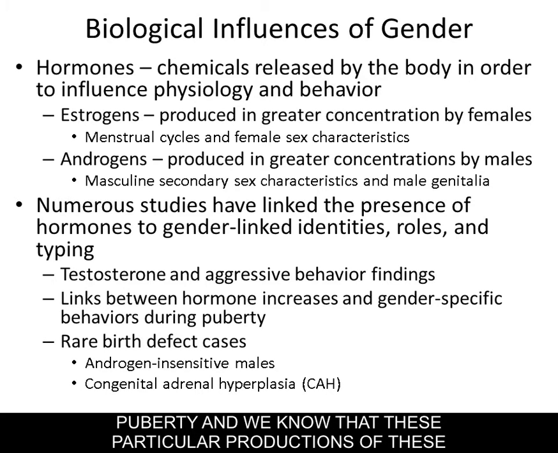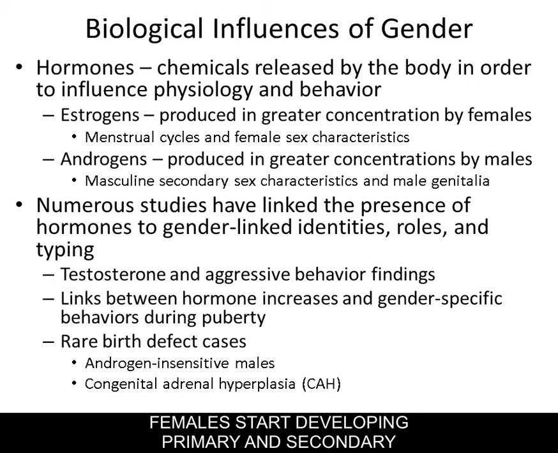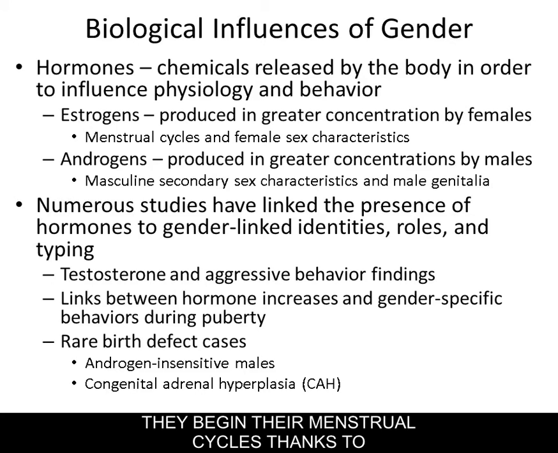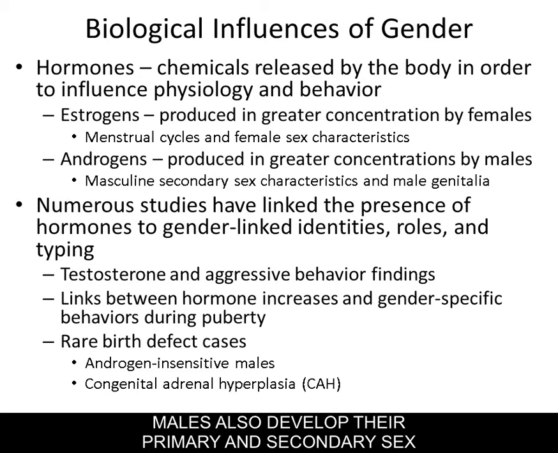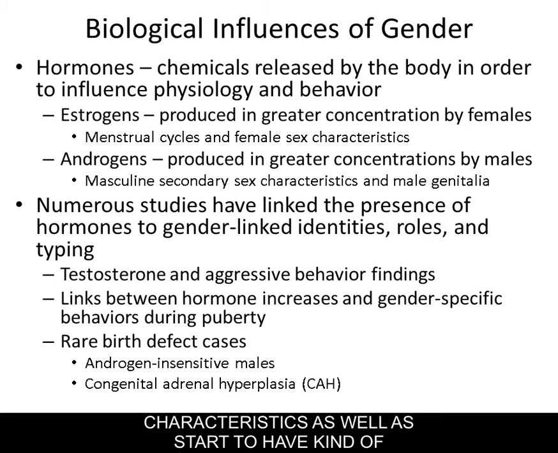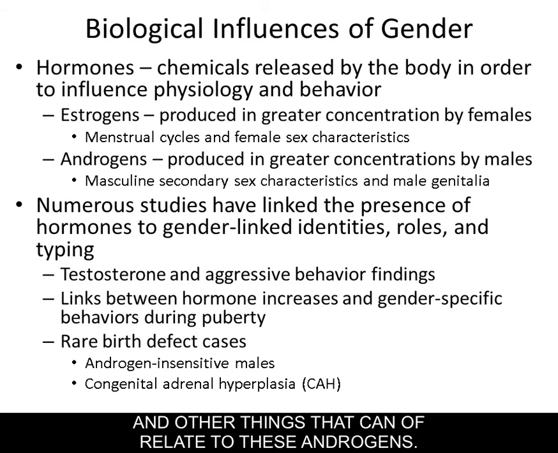And we know that the production of these hormones kicks in very pronounced physiological changes. Females start developing primary and secondary sex characteristics. They begin their menstrual cycles thanks to the increase in estrogens. Males also develop their primary and secondary sex characteristics, as well as start to have visible changes in things like their height and other things that relate to these androgens.